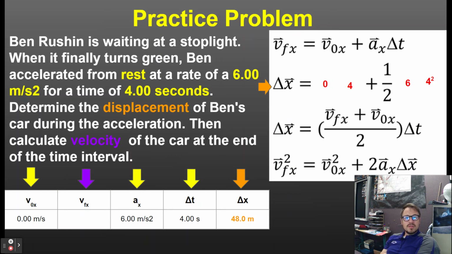Well, now I can solve for the final velocity. At the end of this time interval, how fast is Ben going? So I look at all of these, and that top equation is what I'm going to use. I could use any of the other equations. It'd be fine, as long as I calculated delta x correctly, I could use those bottom two. The top one's just going to ensure that if I got delta x incorrect, I could still get the final velocity correct. So I solve it, and it's going to be 24 meters per second.